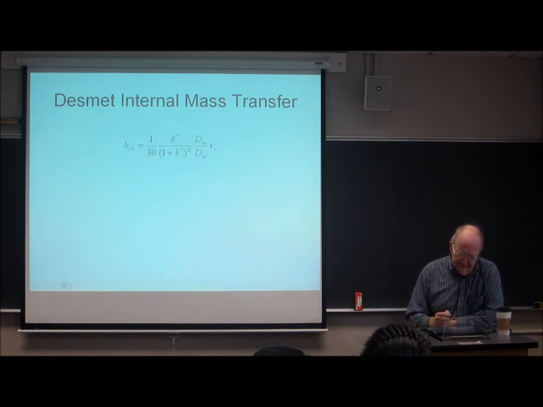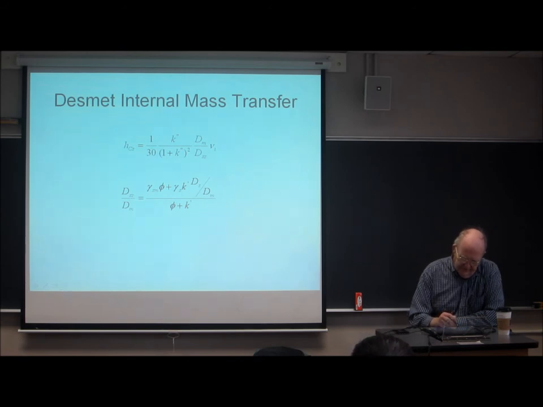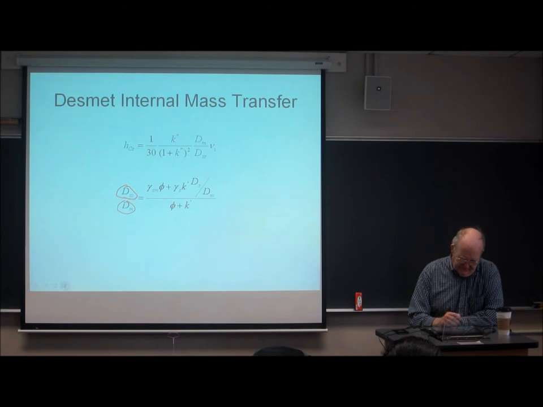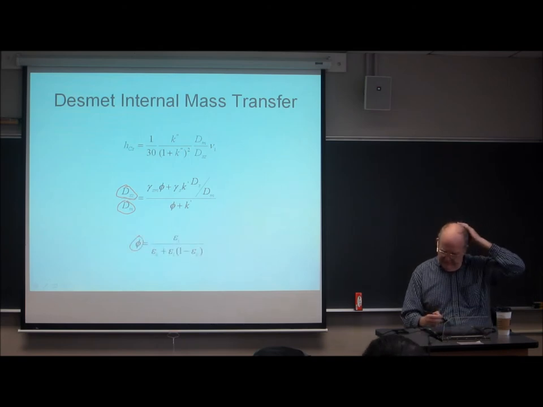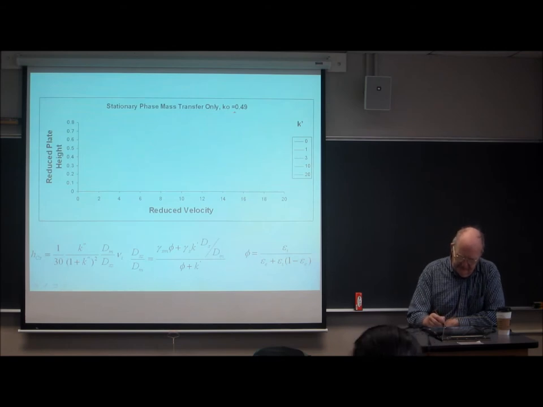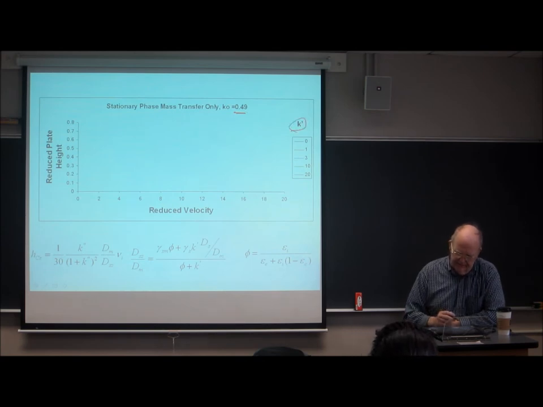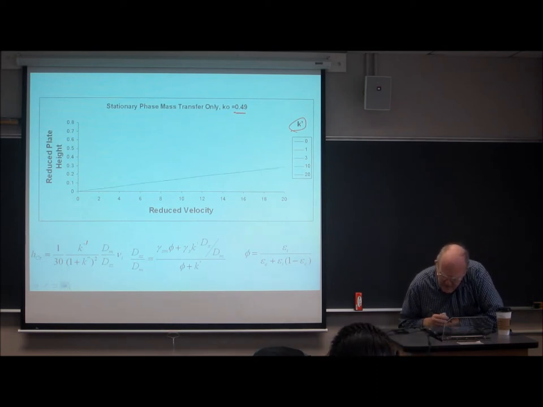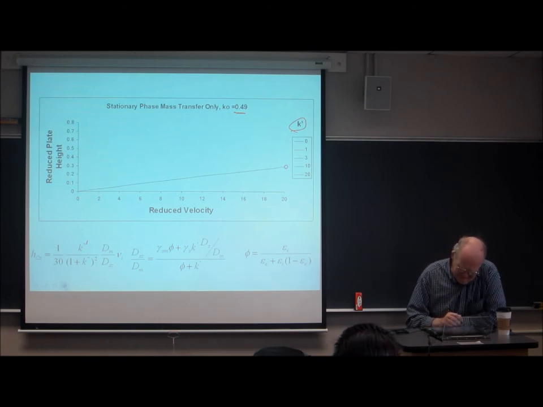In the case of internal mass transfer, that works out to be the reduced plate height, and this works out to be the stationary zone diffusion coefficient relative to the mobile phase diffusion coefficient. And this is the fraction of the mobile phase that's inside the pore relative to the total amount of mobile phase in the column. And again, I'm assuming a fully porous particle, and these will be the K prime values. And this dependence is K double prime to the first power divided by 1 plus K prime squared, so it's going to look different. Here's K prime 0. Here's K prime 1. Here's K prime 3.